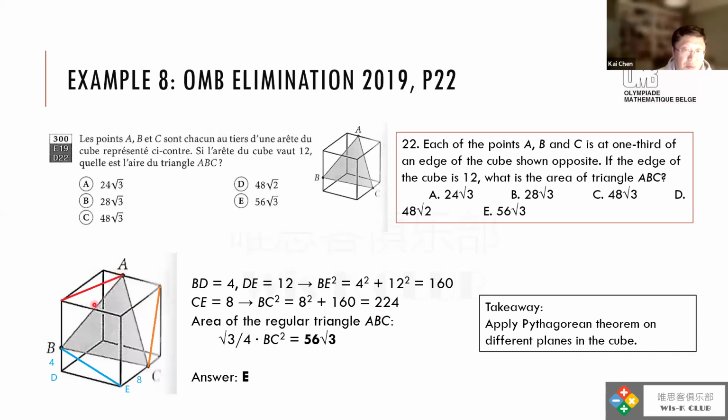And you know the regular triangle ABC, what is the area? It's always square root of 3 divided by 4 times the length square. So again, we have 56 times square root of 3. So root 3 times 56. So that's also very interesting, to know how to apply the Pythagorean theorem in three dimensions.